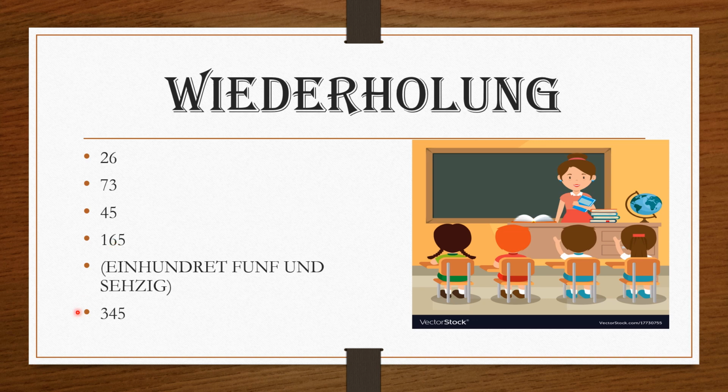Again we have 345. How will you write? First you have to write 45. How will you write 45? The end word first, then the initial one. 5 is fünf, it's 45, then 345.